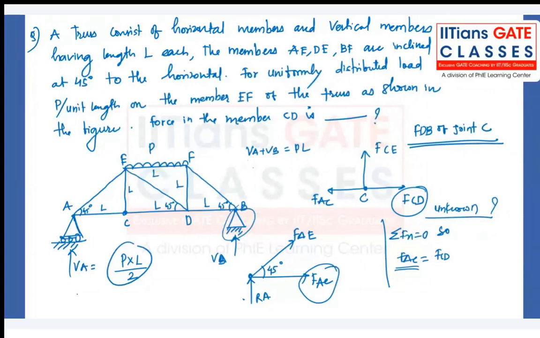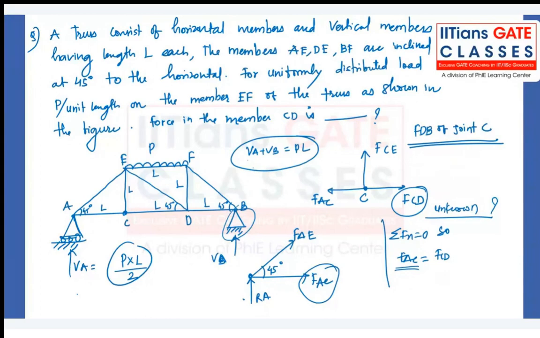Yes, sir. But sir, at point A also one reaction force will be there, no? Like it's a roller support, so a horizontal force will be there. In a roller support, we don't have a horizontal reaction. The roller support is free to move in the horizontal direction. If we restrict the motion in the horizontal direction, then only we'll have the reaction in that direction.